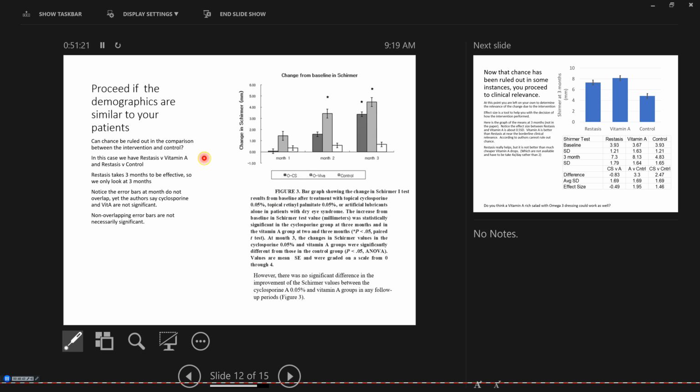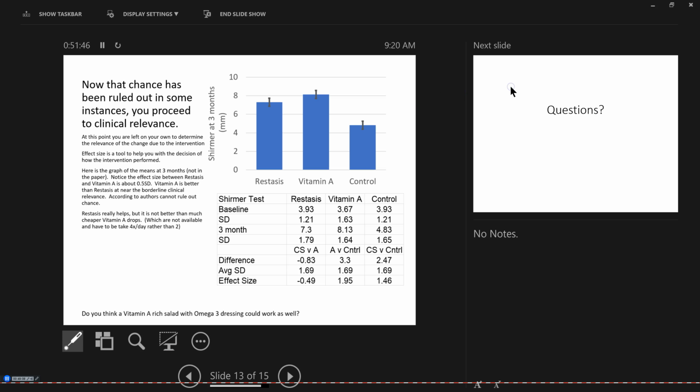In this case, let's go on to the next slide. These were the results. They show their figures. Notice that the error bars are means plus or minus standard errors. Remember that non-overlapping standard errors do not necessarily mean that they're significantly different. Let's just review this. Now that chance has been ruled out, you proceed to clinical relevance.